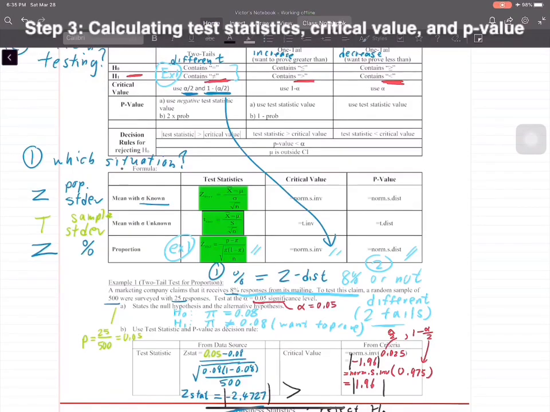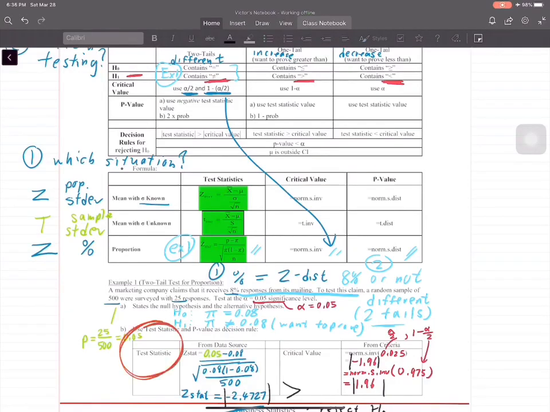Step 3 is calculating the test statistic, the critical value, and the p-value. The first value that we're calculating is the test statistic. Because we know that we're in the proportion situation, when we calculate the Z statistic, we use the formula p minus pi, divided by the square root of pi times 1 minus pi, divided by n. p is your sample proportion, and pi is your population proportion.